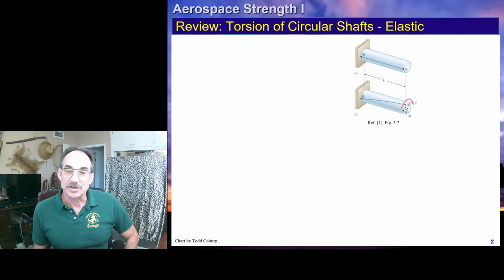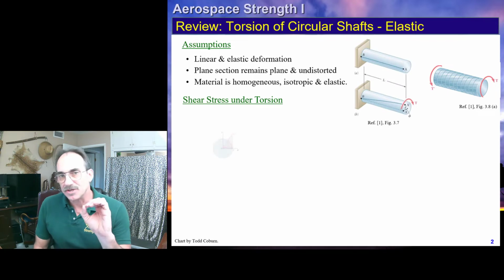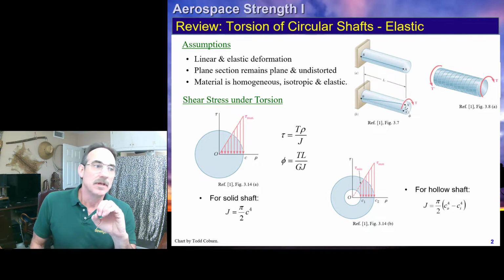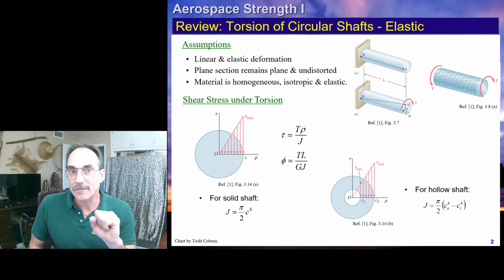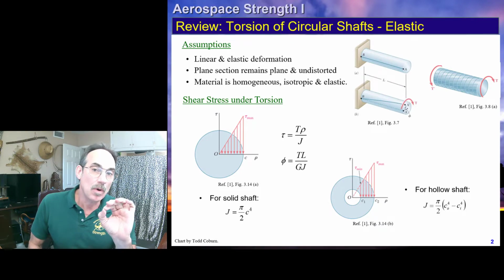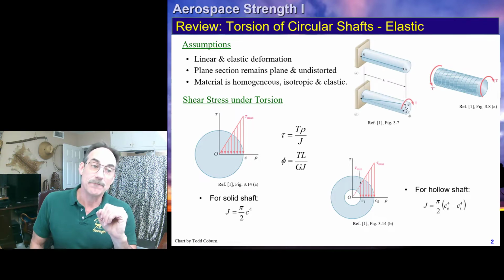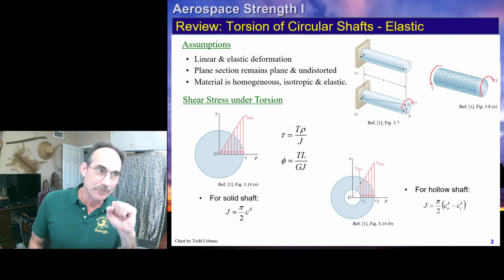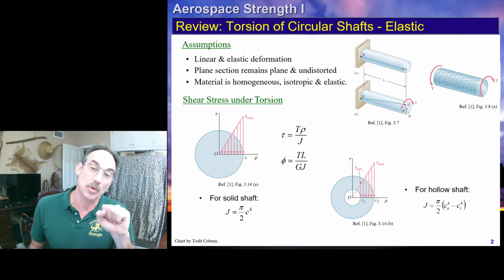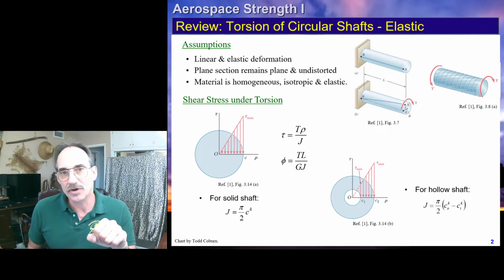We saw last lecture how a round section experiencing torsion will have a shear stress equal to TR over J, which grows from 0 at the centroid to the max value at the extreme radius, in a linear fashion as we see here. And it also experiences twist TL over GJ, where J in both cases is the torsional constant, which for round sections happens to be the polar moment of inertia.